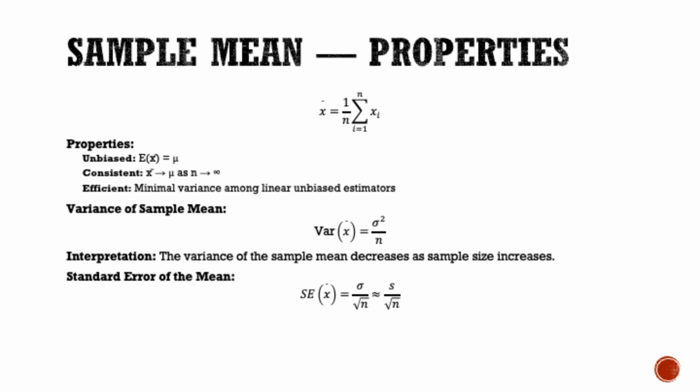Fourth, the variance of the sample mean is sigma squared divided by n. This means that as the sample size increases, the variance of the sample mean decreases. The standard error of the mean is sigma divided by the square root of n, which we estimate using s divided by the square root of n.